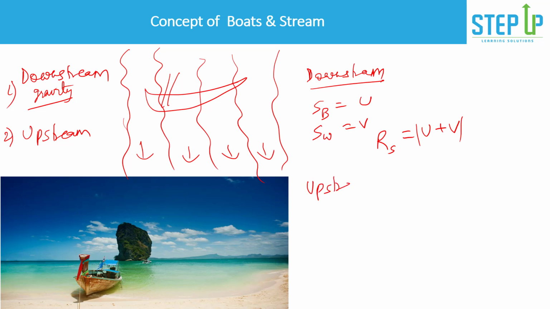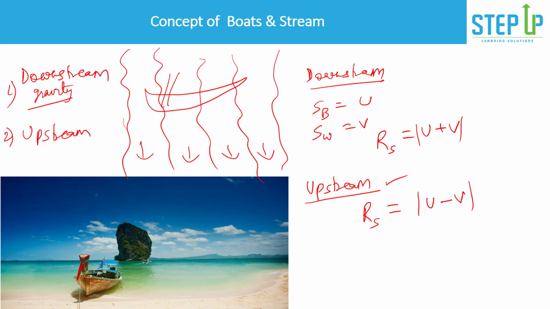Now what is the case of upstream? Again, this is common sense, right? When we walk down the hill, we walk faster, because gravity is pulling you down. Similarly, when you go up the hill or when you go rowing against the stream of the water, the same thing will happen. So relative speed would be u minus v. Why? Because it is the speed of the boat minus the water which is pushing you back. So this will be the relative speed in the upstream case. So this is the only concept on boats and stream.